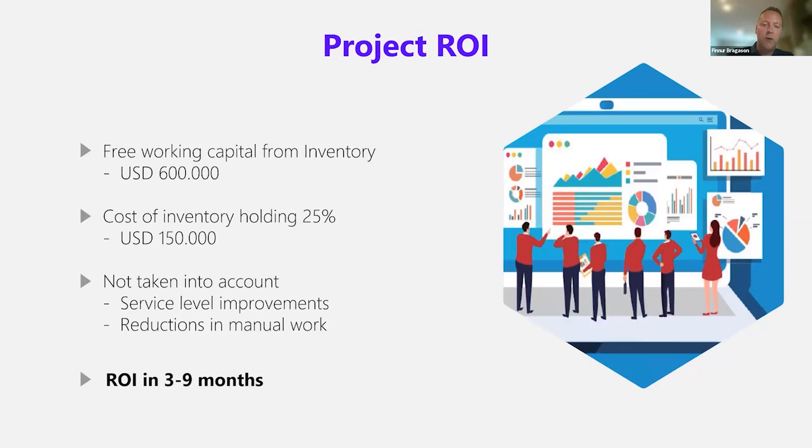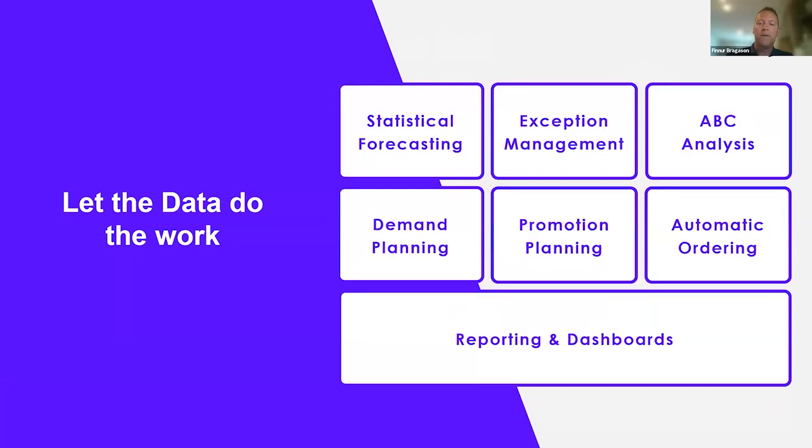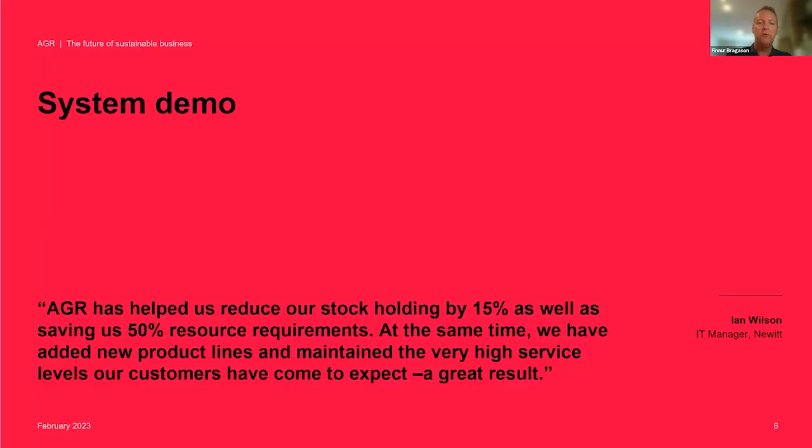Now, the components that we use to realize this are the statistical forecasting, which I'll take you through, the exception management, and I want to focus a little bit today on the ABC analysis as well. And we have the demand planning part, promotion planning, and automatic ordering. So this is what I'm going to be taking you through in the system itself.